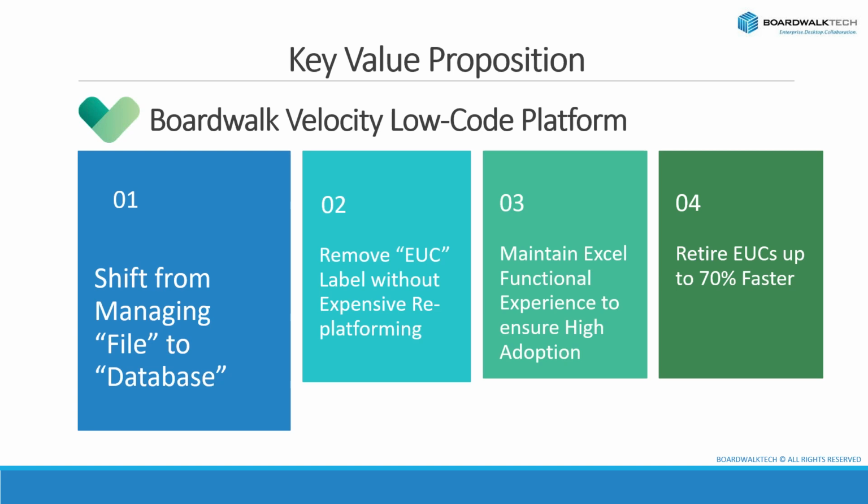We're able to maintain the Excel functional experience for the users. So I'm still able to leverage those local calculations in Excel without having to rewrite those. I can put a collar around that macro so that it's controlled, but it can still operate. And as a result of that, you get very high user adoption and very low impact on the user using this approach. And because of the way we're able to do this with our technology, we're able to retire EUCs up to 70% faster than other approaches that we've been told about.